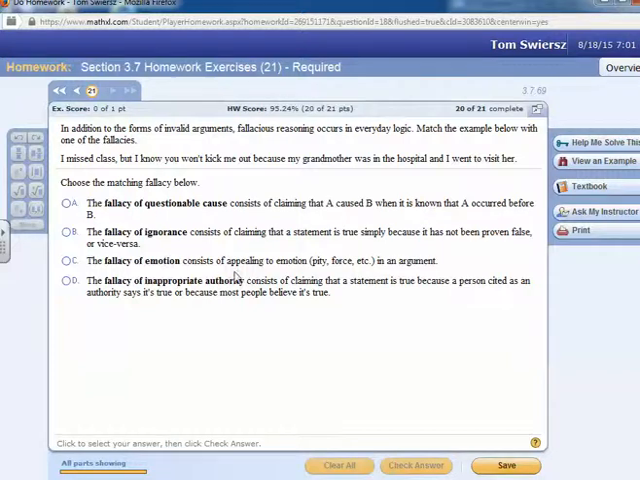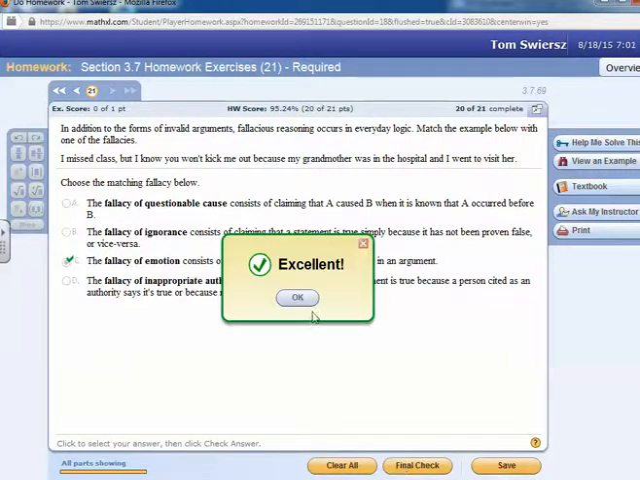How about fallacy of emotion? Consists of appealing to pity, force, right? He wants you to feel sorry for him because he was visiting his grandmother in a hospital, okay? So I went to visit her, so you won't kick me out, kind of pity, or kind of a forceful argument. So going on emotions, fallacy of emotion.